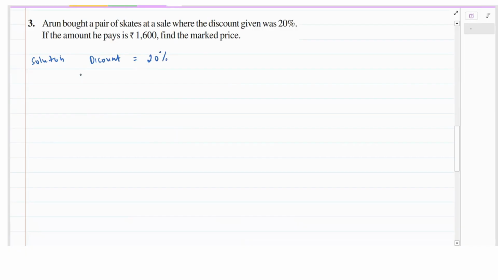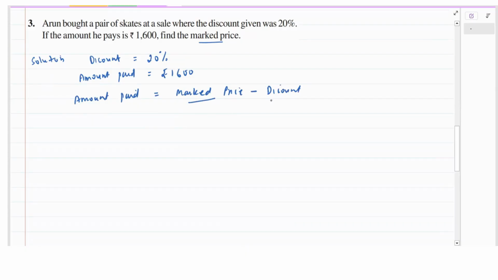What is the amount paid? The amount he has paid is rupees 1600. This is not the mark price. Mark price they are asking us. So what is mark price? What we do, amount paid, we say it's the selling price. So amount paid is always marked price minus discount. Correct? So if you want mark price, I need to add discount to the amount.